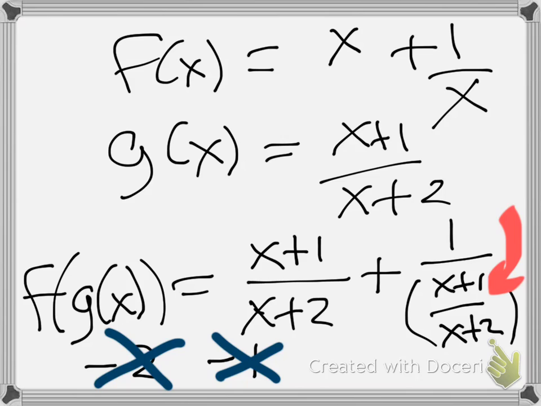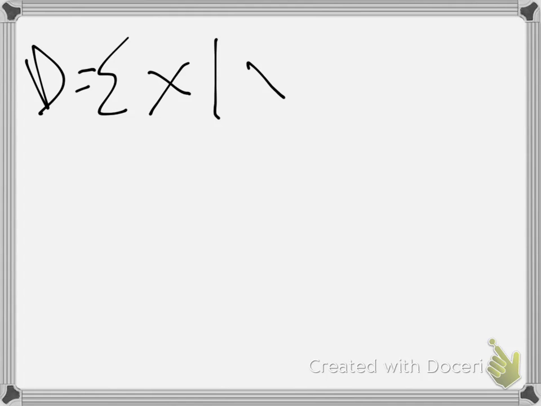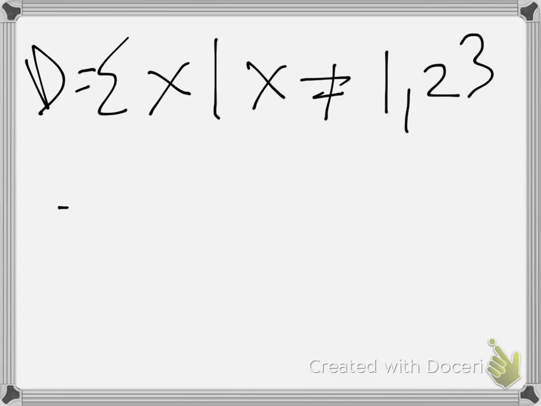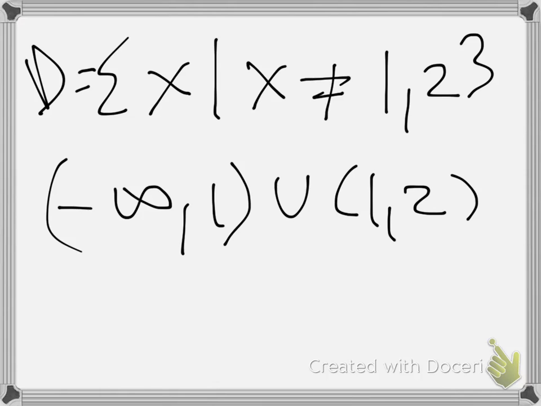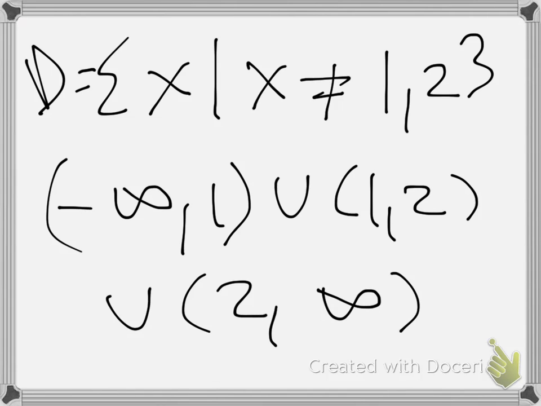So the way I would write this domain is either in set notation, x such that x is not equal to minus 1 or minus 2, or in interval notation, minus infinity to minus 2, union minus 2 to minus 1, union minus 1 to infinity. So that would be the domain for f composed with g. And I don't need you to simplify the expression. My rule is if the directions don't ask you to simplify, then you don't need to simplify. Not to say that I won't ask you occasionally to do so.